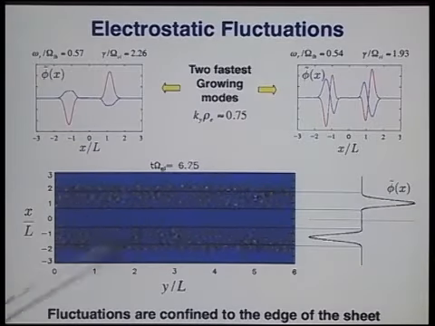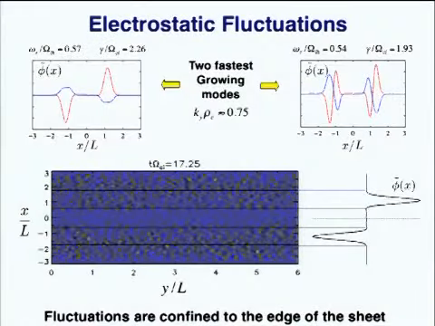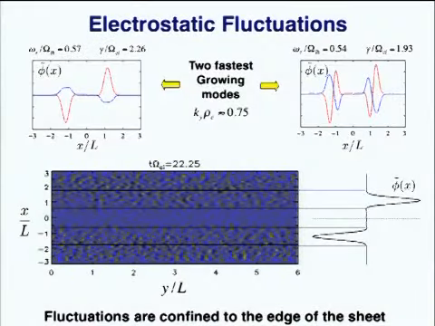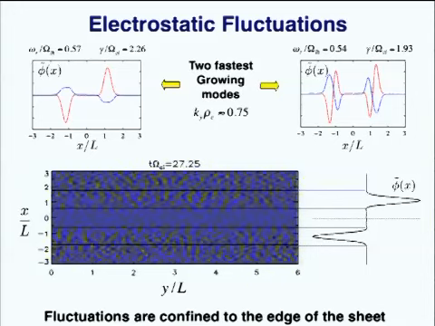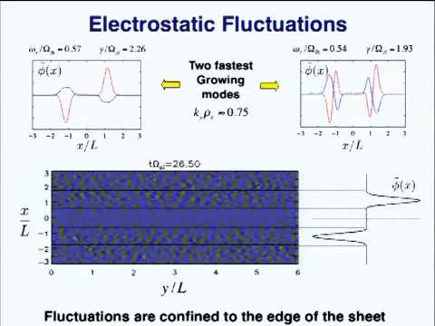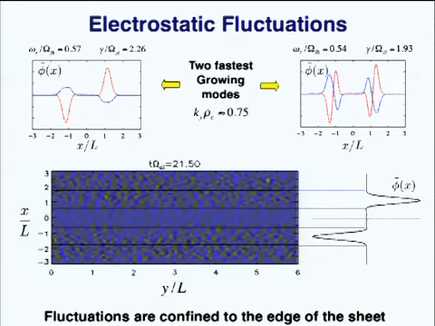Here's a simulation from 6 or 7 years ago that I showed where you're picking up this lower hybrid turbulence on the edge of the sheet, where it really can't conceivably cause anomalous resistivity in the center near your X line that you really care about.